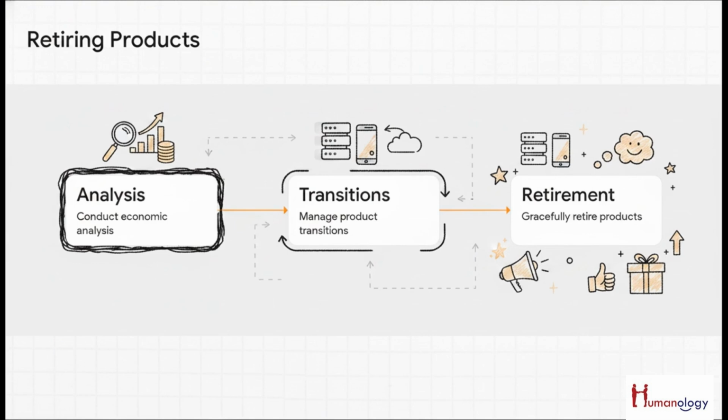So, when the math tells you it's time, how do you actually do it? You have to execute the retirement strategically. You start by conducting that economic analysis we just talked about to anchor your decision. Then you manage the product transitions. I mean, you can't just unplug the servers overnight and leave people stranded. Finally, you execute established methods for gracefully retiring the product. The primary goal here is protecting your brand loyalty. You want to offer a clear, painless migration path so those users happily move to your newer products instead of just jumping ship to a competitor out of total frustration.